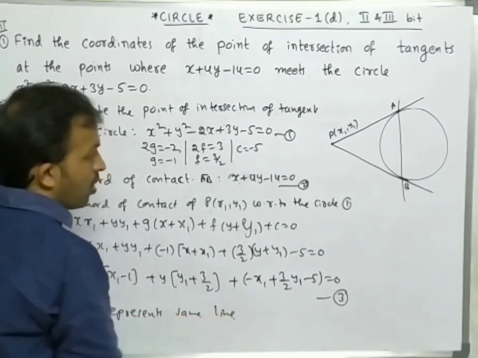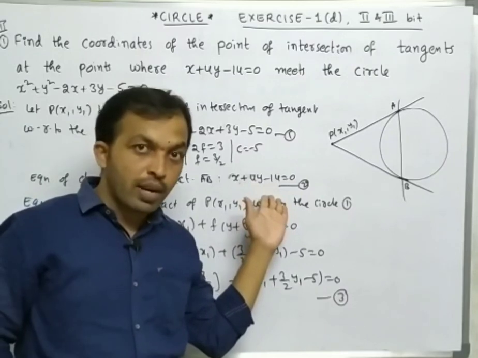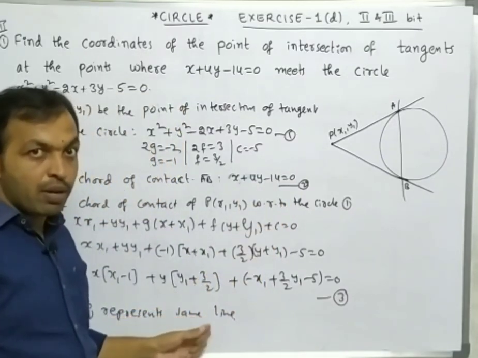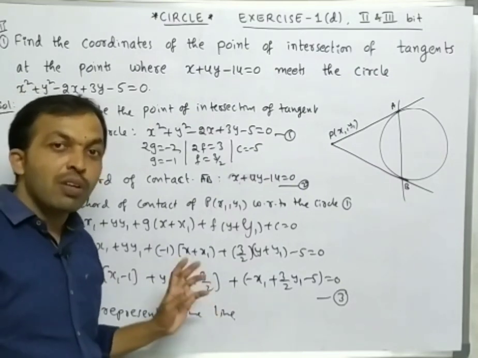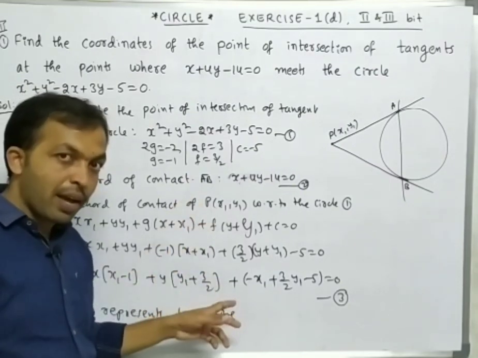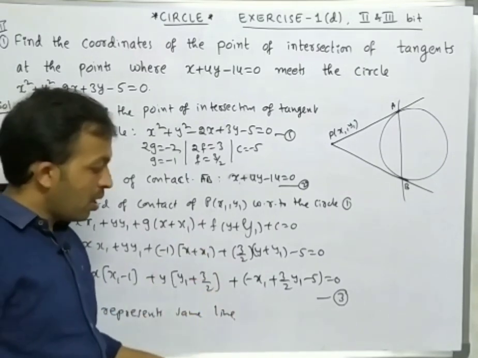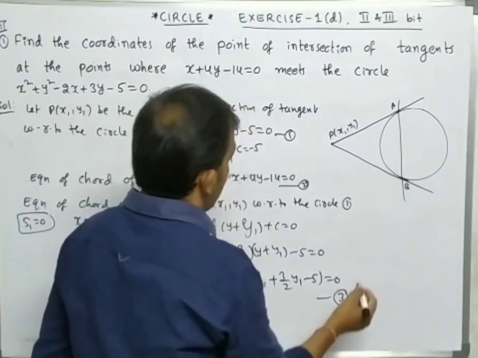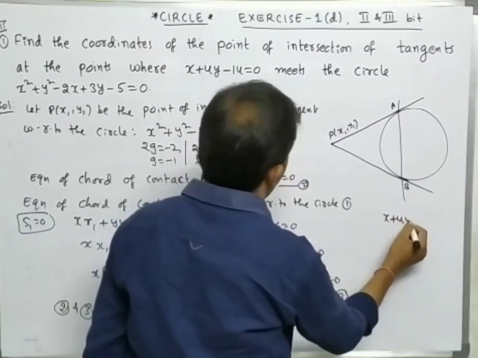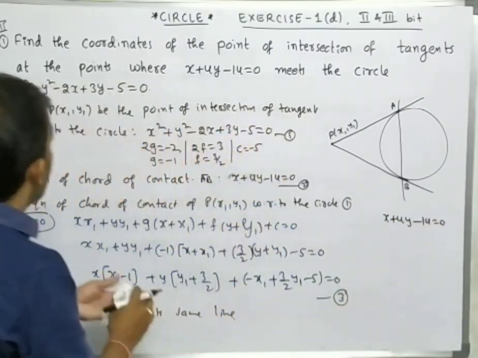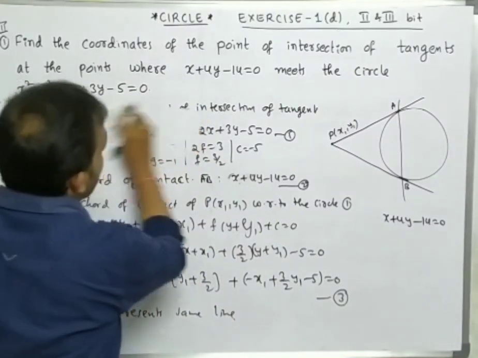So this is given, it is the chord of contact, and this is also a chord of contact. Just now we found it by using the formula S1 equals 0. These two represent the same line, therefore the corresponding coefficients are in the same ratio. So here, what is the line? x + 4y - 14 = 0 is one line, and the second line is this one. So 2 and 3 represent the same line, right?